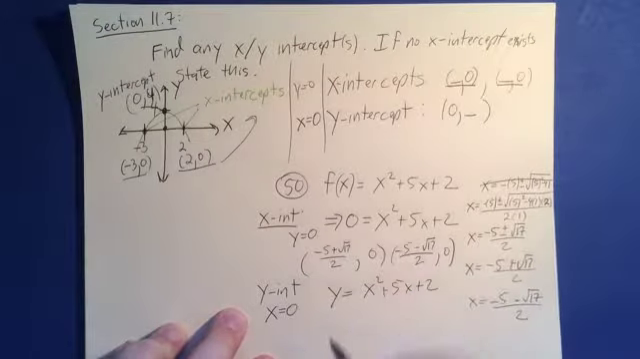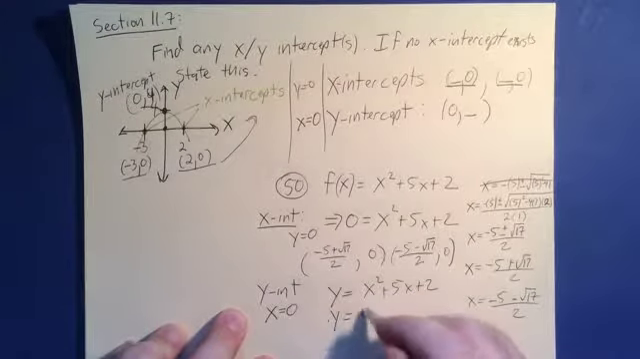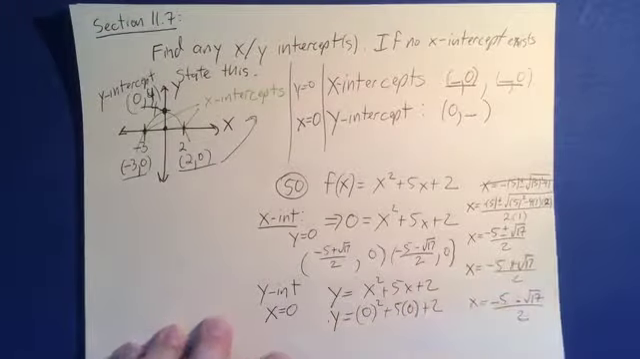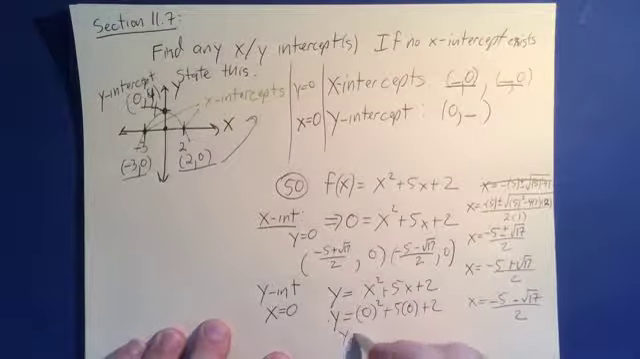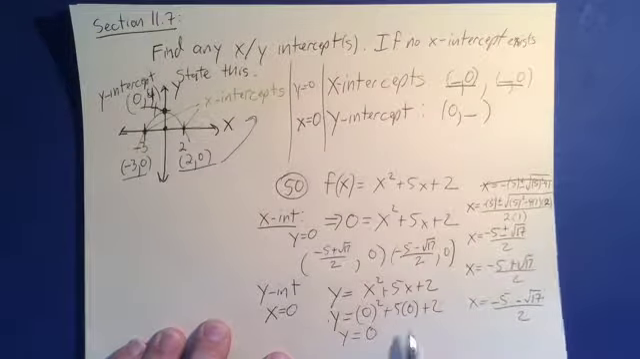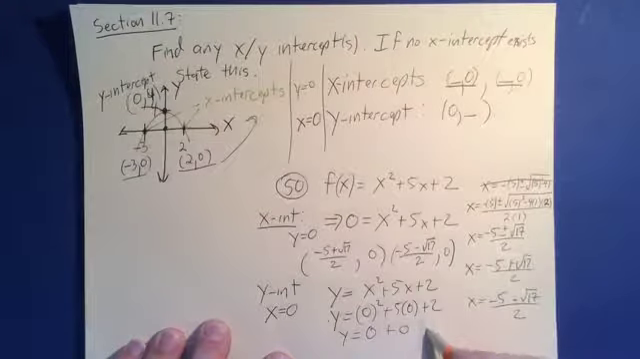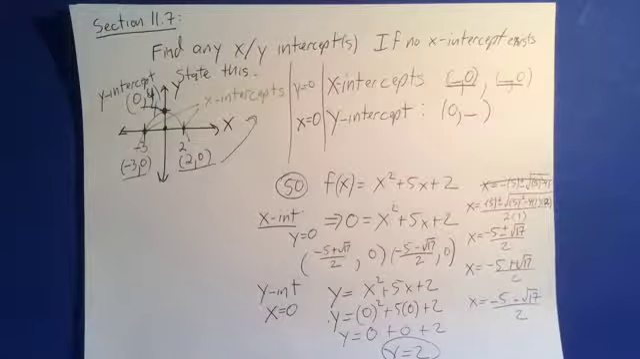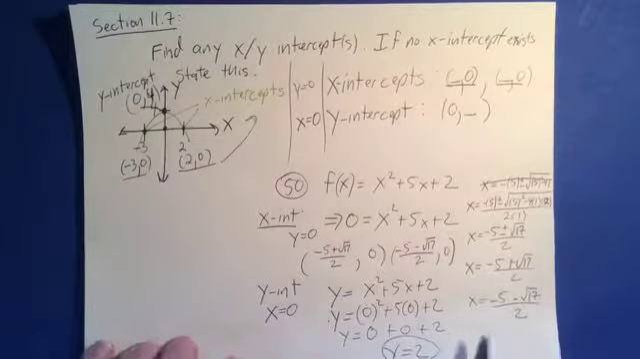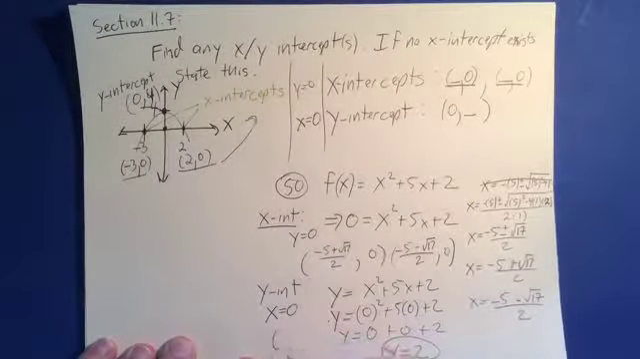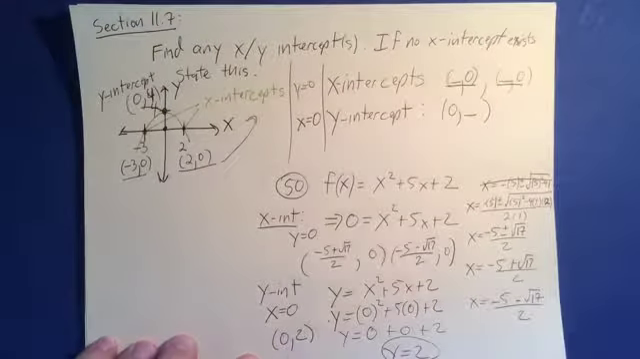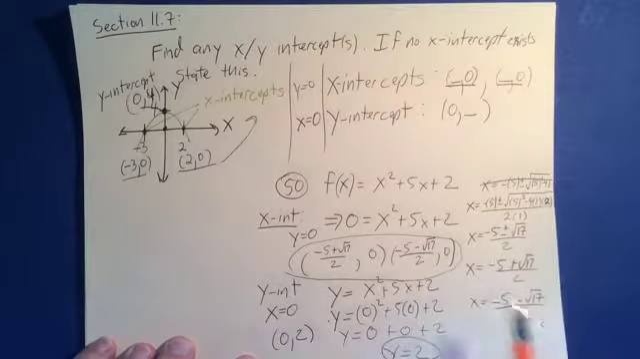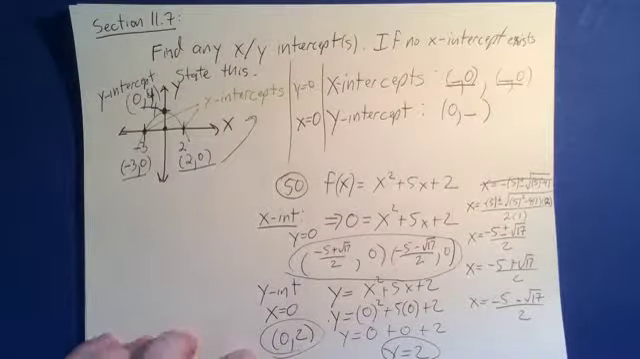Since x is equal to 0, I'm going to write y is equal to 0 squared plus 5 times 0 plus 2. Well, that's going to be y is equal to 0 squared is 0, 5 times 0 is 0, plus 2. And y is simply going to equal 2 for the y-intercept. So the point that we're going to obtain for the y-intercept is the point (0, 2). So in this first problem here, we have the x-intercepts, and here we have the y-intercept.